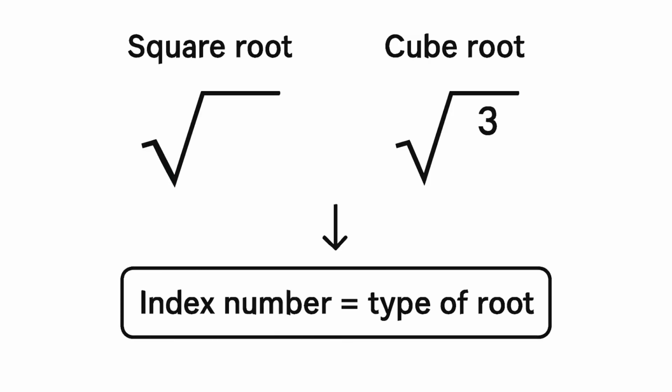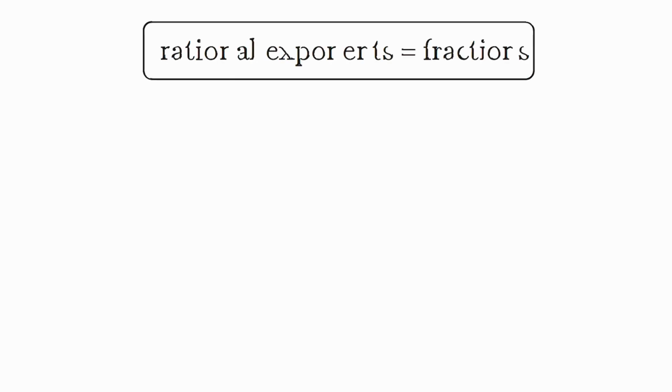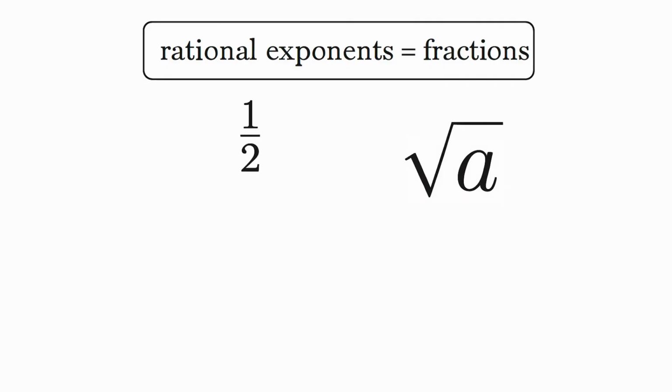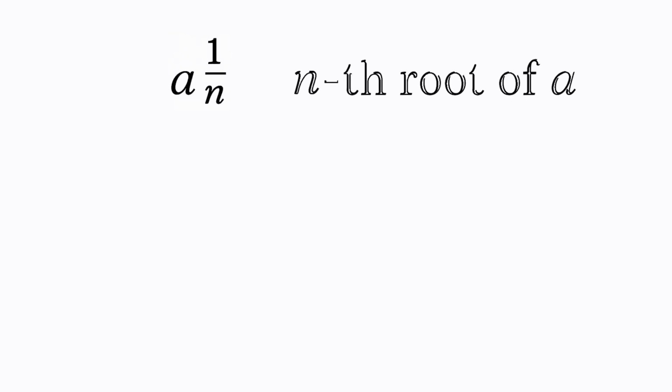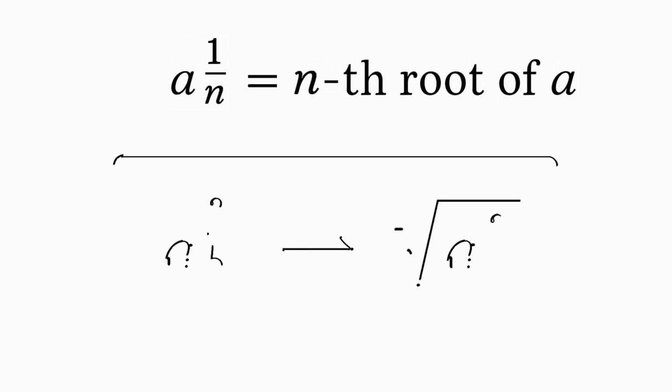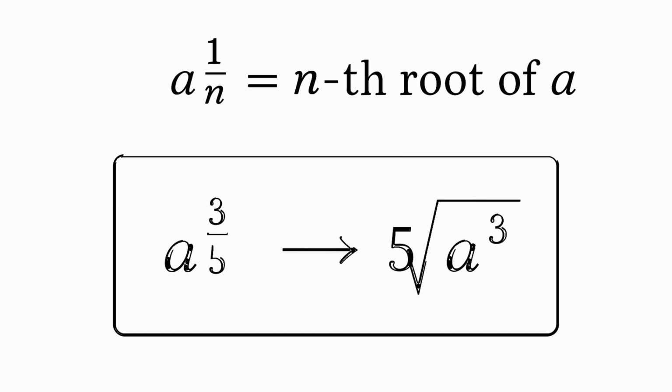Now here's the big idea. We can write roots using exponents too. These are called rational exponents because they are fractions. For example, a to the 1/2 power means the square root of a. A to the 1/3 power means the cube root of a. In general, a to the 1 over n means the nth root of a.